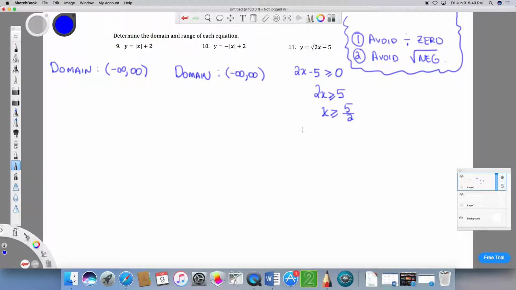So the domain for number 11 is from 5/2 out to infinity.